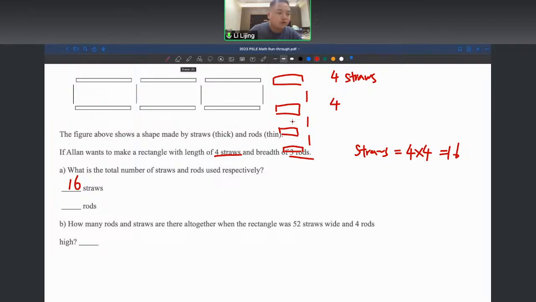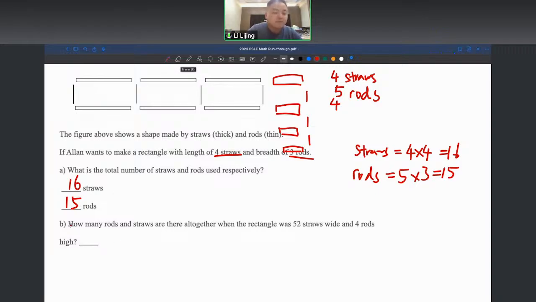Then if you look at the rod, okay, every level you have 1, 2, 3, 4, 5. 5 rods. And you have total of 1, 2, 3, okay, 3 rows. So rods will be 5 times 3, 15. Okay, so you have 15 rods and 16 straw. This one is very easy. So if you just draw it out, you sure can get this answer.